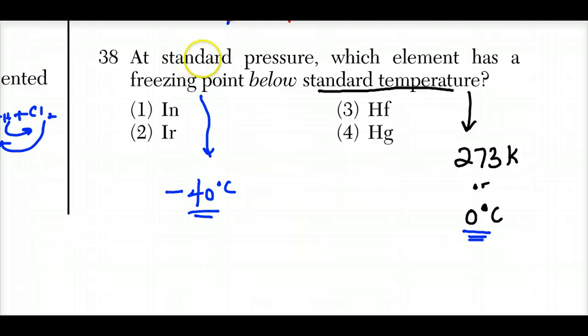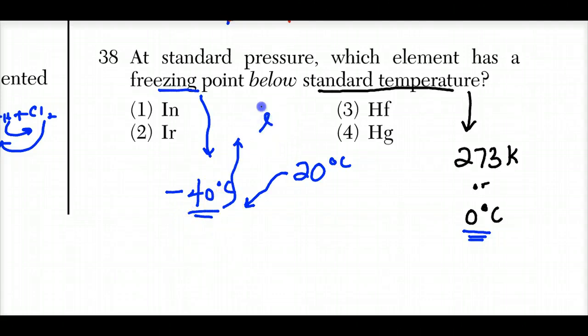Remember, freezing point is the same thing as your melting point, depending on which direction you're going in terms of adding and losing heat. So if something is above its freezing point, and room temperature is normally about 20 or so degrees Celsius, then what does that mean? Well, you have to be below your freezing point to be a solid. So if I'm above my freezing point, I'm a liquid.